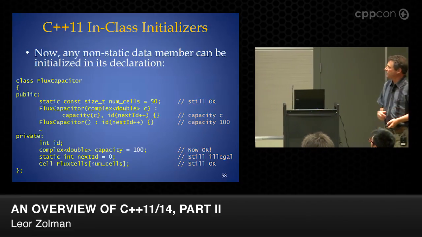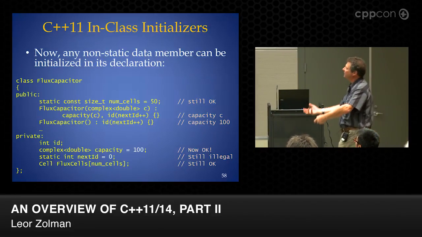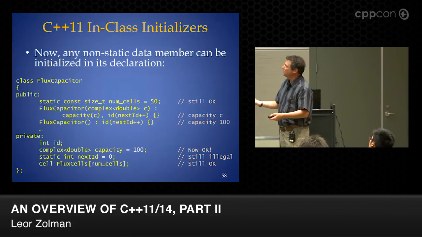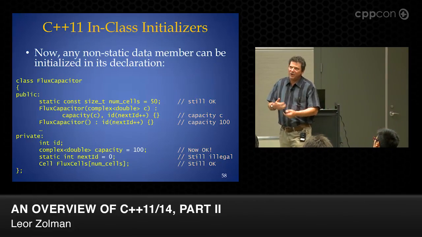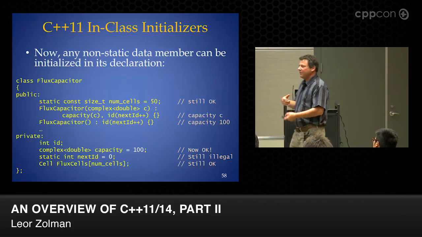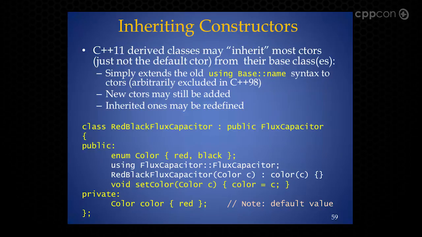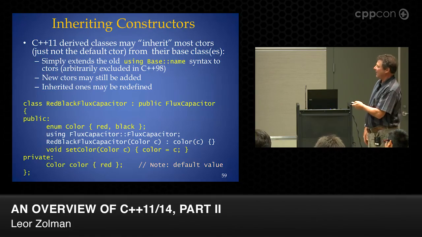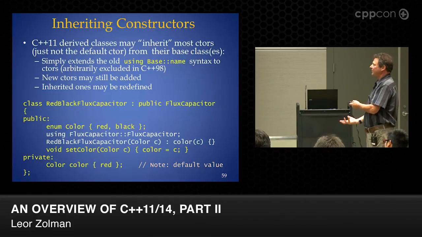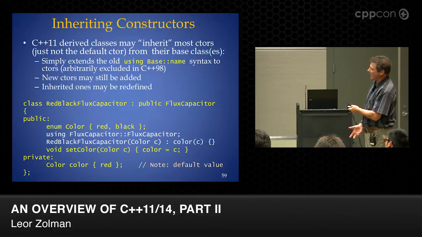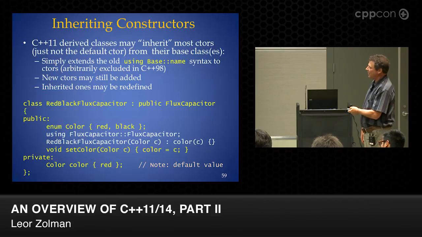In new C++, you can even inherit constructors from the base class. So it sounds a little strange. Why would you ever want to inherit a constructor? Don't think of it as literally inheriting the exact same constructor. Think of it as inheriting all the functionality of the base class constructor and having it just built in implicitly to your code. So let's say we inherit from flux capacitor and we introduce a red-black flux capacitor, which is just like a flux capacitor, except it can also either be red or black. So a data member is just a color, and it's initialized to red by default.